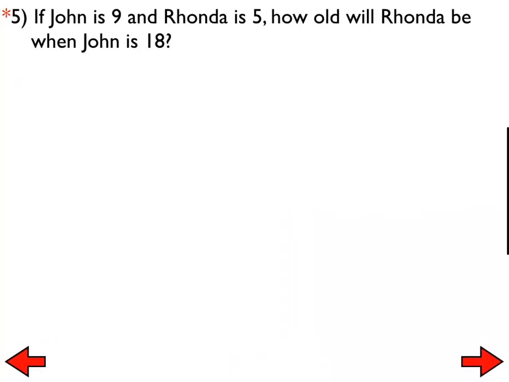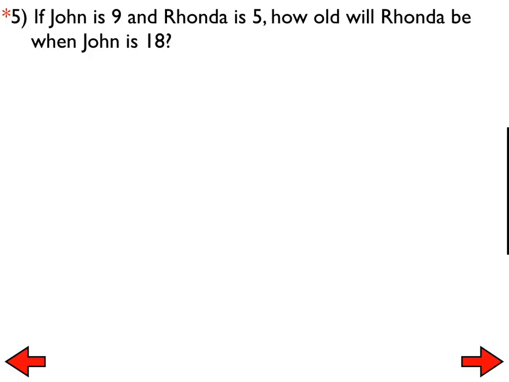Go ahead and try this one. Let's read this. It says, if John is 9 and Rhonda is 5, how old will Rhonda be when John is 18? Does this give us a rate? John is 9 and Rhonda is 5. That's a rate? Is it comparing two different things? No. They're saying age and age. That's not a rate. Those are not two different things. So already I can't use a proportion to solve this problem because they didn't give me a rate.